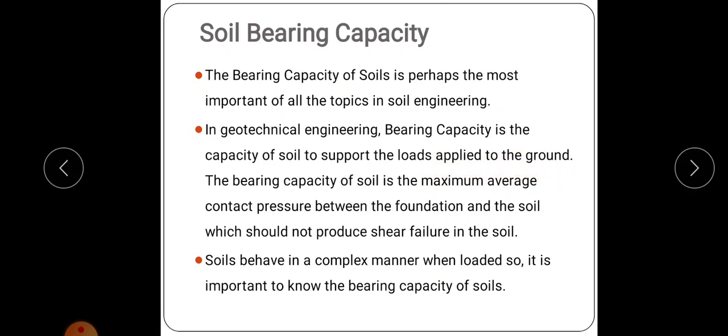It is the maximum average contact pressure, that is force per area, between the foundation and the soil, such that there should not be any shear failure. And the soil behaves in a complex manner when loaded, so it's important to know the bearing capacity of soils. We cannot predict the behavior of soil because it's a complex, natural structure, so at least we have to analyze the bearing capacity of the soil. By knowing the bearing capacity of a soil, we can design the footing. As I told, bearing capacity is one of the important properties of soil.